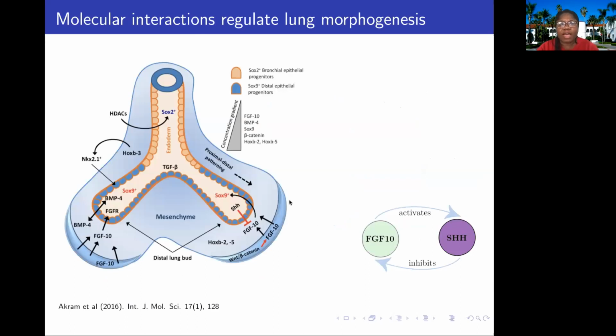Now, I talked about molecular interactions. So we have lots of ligands, receptors, so many molecules that regulate lung development. The key one I'm going to talk about today is fibroblast growth factor 10. Fibroblast growth factor 10, which is FGF10, is very important for lung development. Lungs that do not express FGF10 do not branch.